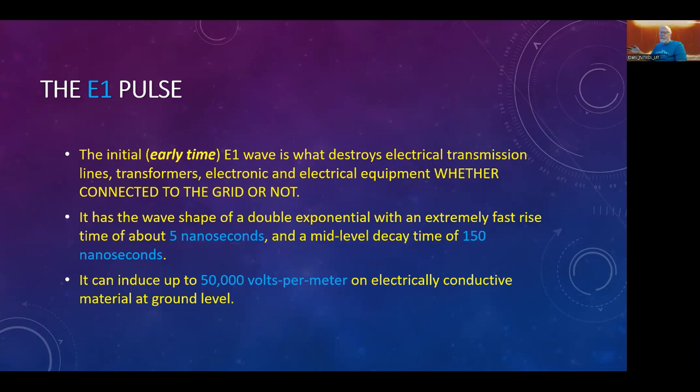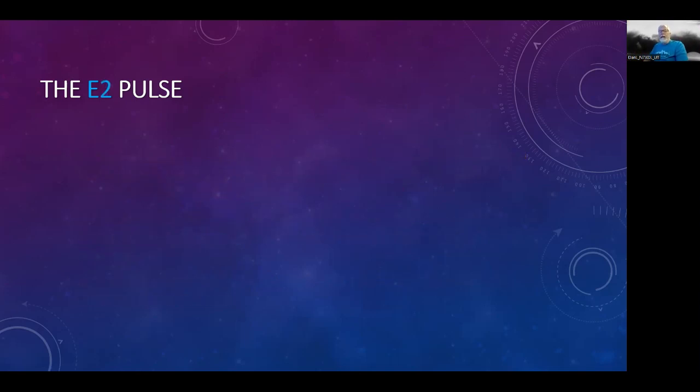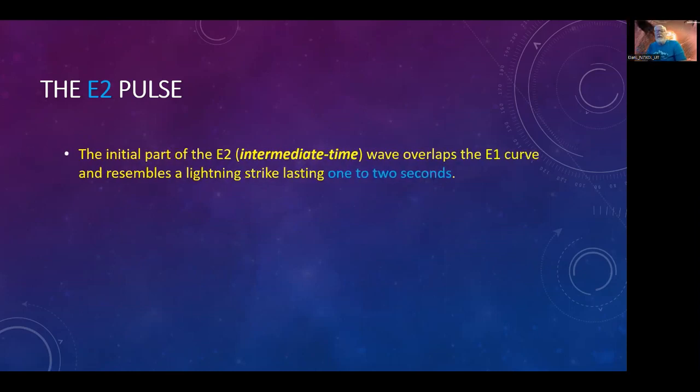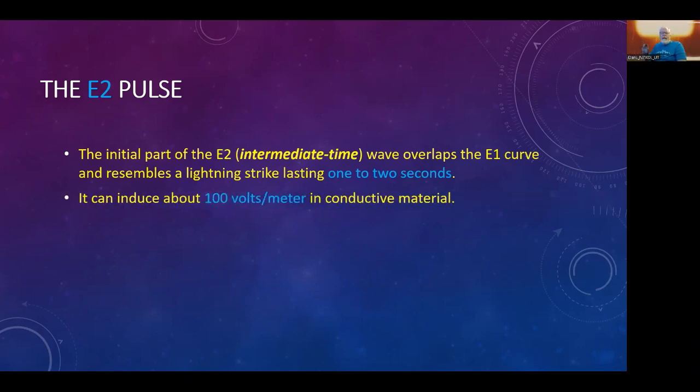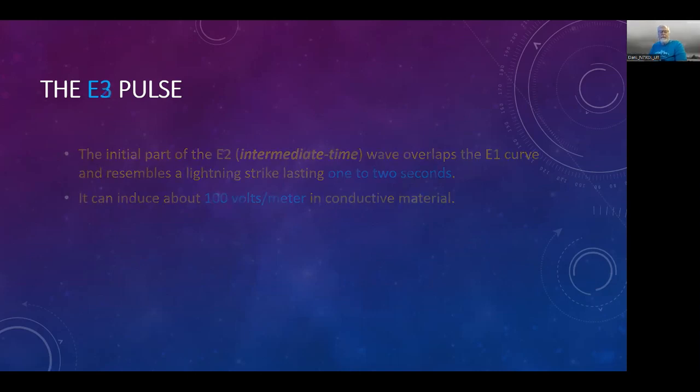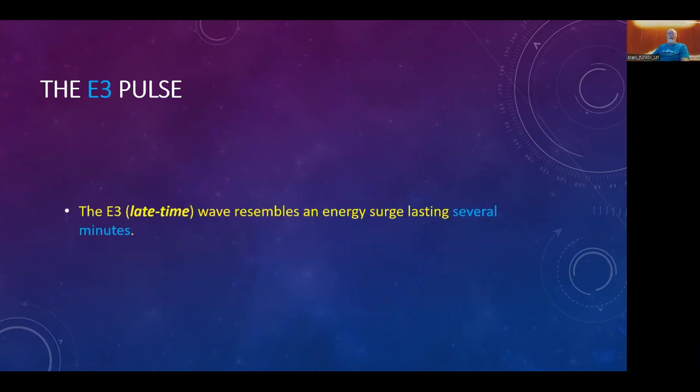But this was nuclear explosions back in the 70s, okay? We've gone way past that. So we talked about the E1, the most destructive, 50,000 volts per meter. The E2 pulse is called the intermediate time, and it overlaps the E1 curve and resembles a lightning strike lasting about 1 or 2 seconds. It can induce about 100 volts per meter in conductive material, assuming that we're dealing with a 50,000 volt per meter EMP yield. And then you have the E3 pulse.